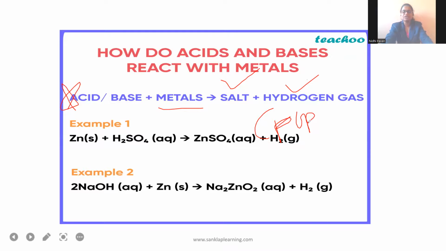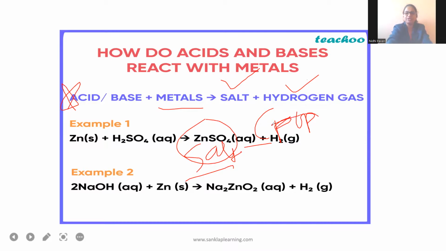Such a reaction occurs when acids react with metals. So which gas is released? Hydrogen gas is released. We have an example like zinc. When zinc reacts with sulfuric acid, we get a salt of zinc, that is nothing but zinc sulfate, which is a salt. It will be soluble in aqueous solution. It will be dissolved in aqueous solution. That is why you can't see it.